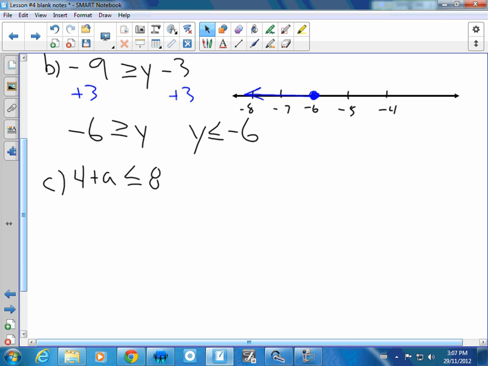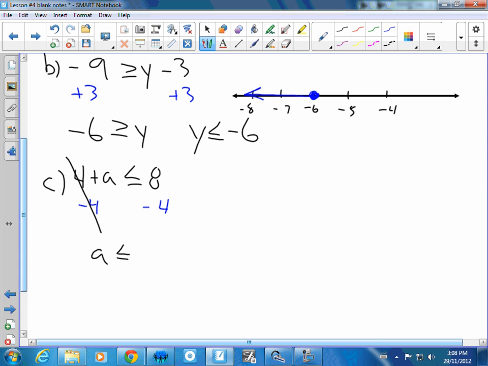Okay, look here. Is A by itself? No. What's attached to this A? What kind of 4? Positive 4, so how do we get rid of it? Minus 4. So what do we do on the right? Minus 4. Okay, 4 minus 4 cancels out. A is less than or equal to 4. Now, does this one have to be switched around at all? No, the variable's on the left already.